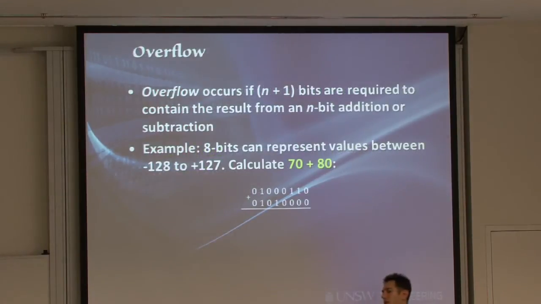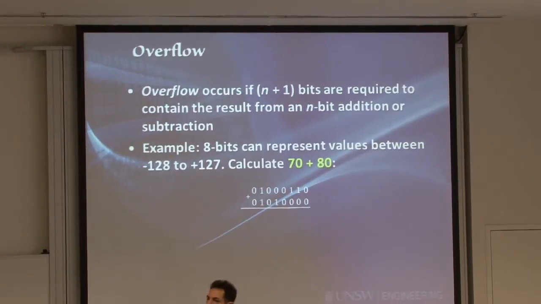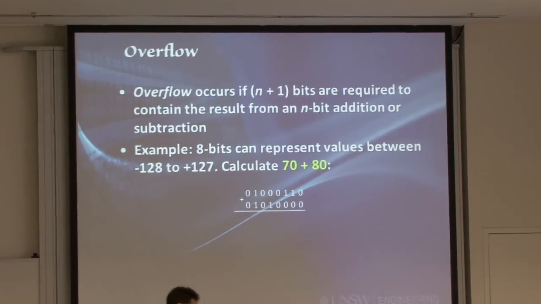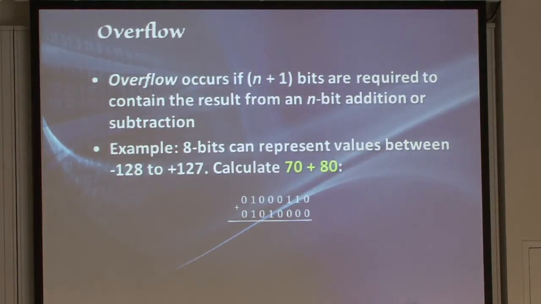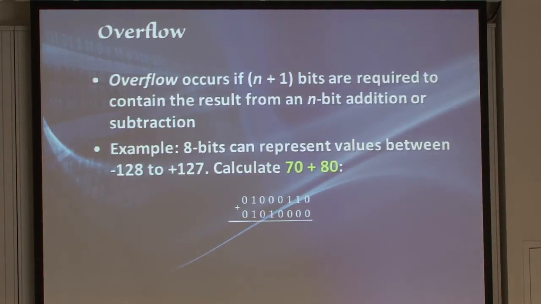Now, up until now, I said anytime we add two numbers, we just discard the carry out, which sounded reasonable to some extent. But essentially, what a carry out tells us is that we want to be able to represent the result in more bits than what we have. So now we define the concept of overflow. And overflow means that we need one more bit to represent the result, the sum of adding the two numbers, than the number of bits that we have.